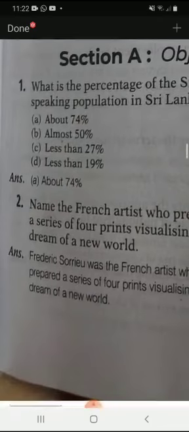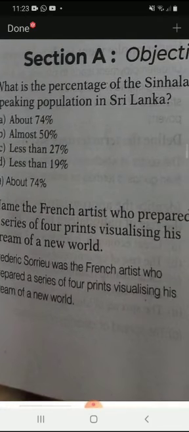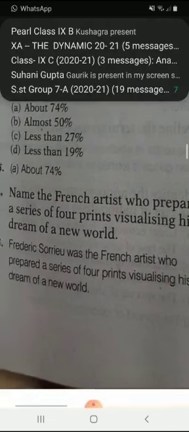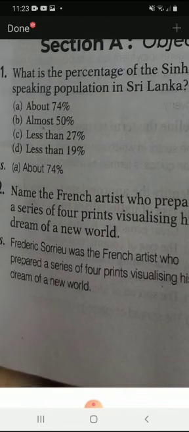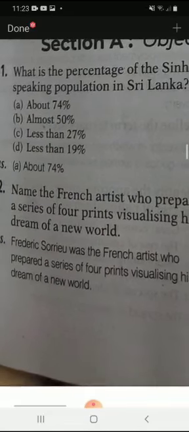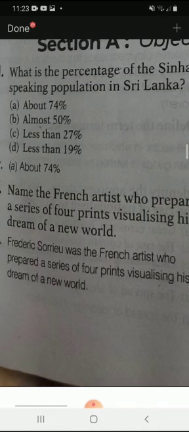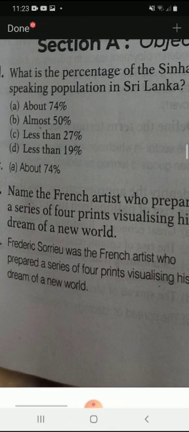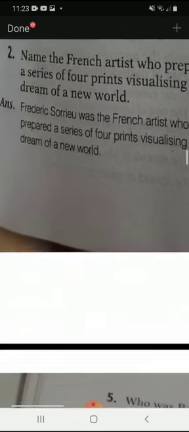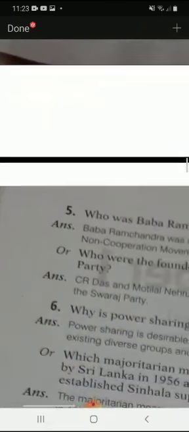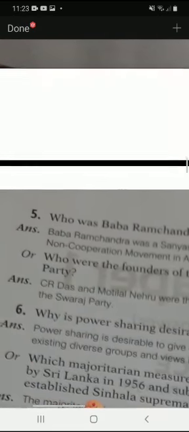Now the next question is, name the French artist who prepared a series of 4 prints visualizing his dreams of the new world. So you know that Frederic Sorrieu was the French artist who prepared a series of 4 prints visualizing his dreams of a new world. This is history chapter 1. In the first paragraph you will find the complete answer.